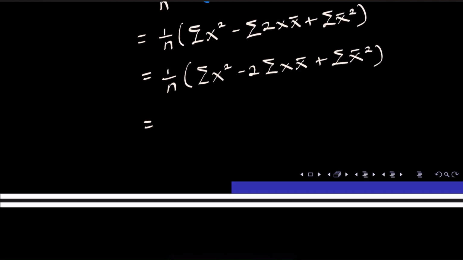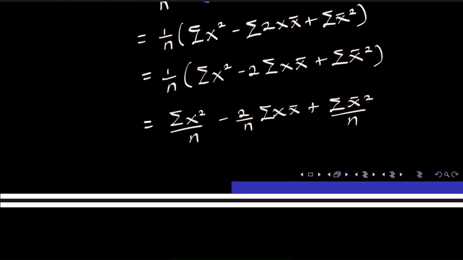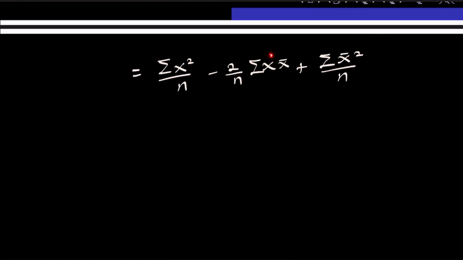So we now distribute 1 over n, so that's going to give us summation x squared on n minus 2 on n summation x times the mean plus summation mean squared on n. Let's focus on the summation in the middle term. Thus we have summation x multiplying the mean.